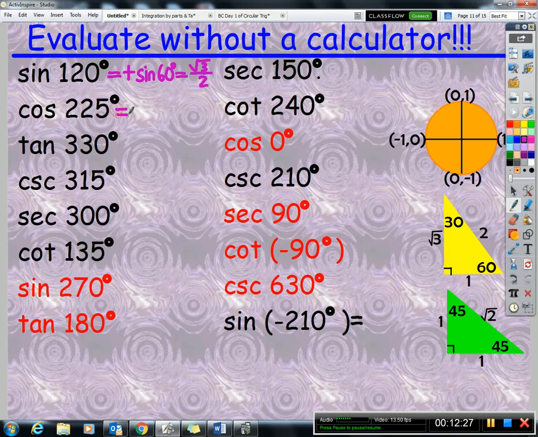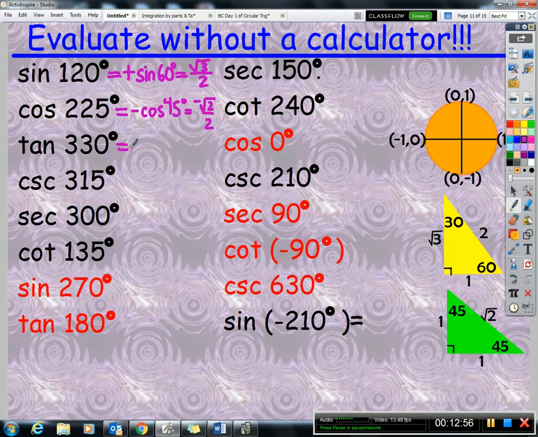So cosine 225. Step 1. 225 is in the tangent quadrant. Cosine will be negative. Step 2. The reference angle for 225 is 45. Step 3. The green triangle shows me that cosine 45 is adjacent over hypotenuse. 1 over root 2 is root 2 over 2. And don't forget, it's negative.